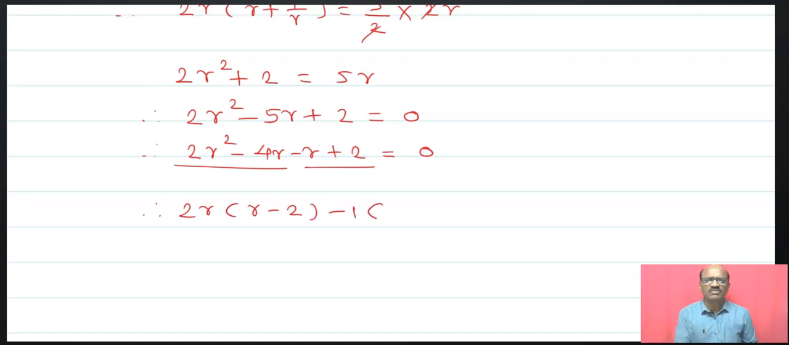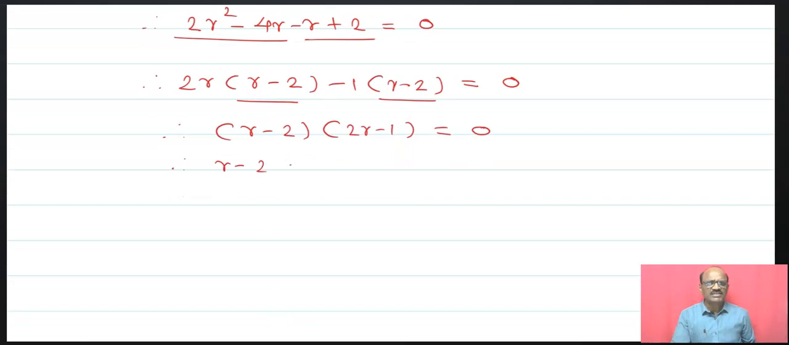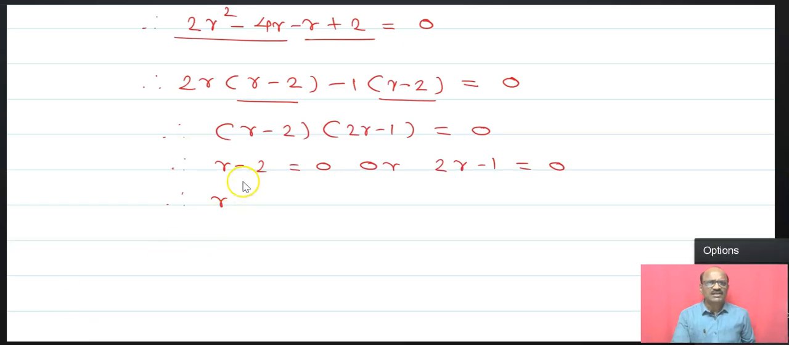Take 2R common from the first two terms, and a minus sign from the second two terms, therefore you will get R minus 2 in the first bracket, second bracket 2R minus 1, and that equals 0. In this way, R minus 2 equals 0 and 2R minus 1 equals 0, therefore R equals 2 and R equals 1 upon 2. Now see these steps.